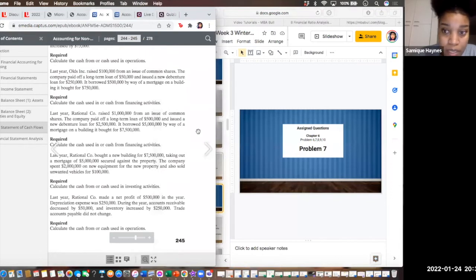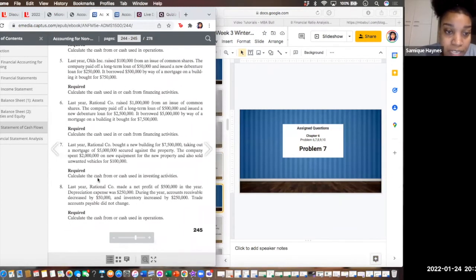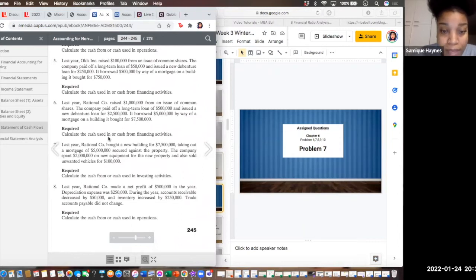So we did problem 7, we did problem 8, problem 6. Okay, so problem 7. Problem 7 said last year, Rational Co bought a new building, and that's the same one up here, right? 7,500,000. They took out a mortgage of 5 million secured against the property. The company spent 2 million on new equipment for the new property, also sold unwanted vehicles for $100,000. What would be our cash in or out for investing activities? So go ahead and work on that. Drop your answers in the chat when you're done.